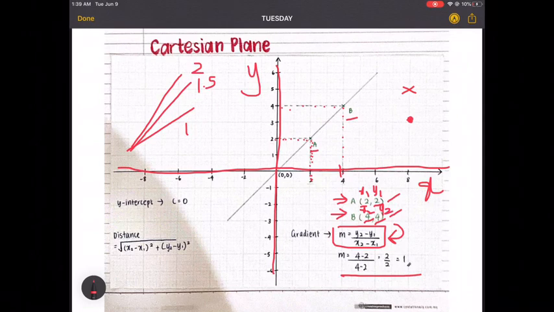Now let's look at the y-intercept. The y-intercept is where the line crosses the y-axis. That's why it's called a y-intercept. So here the line crosses the y-axis at 0. So your y-intercept is 0.